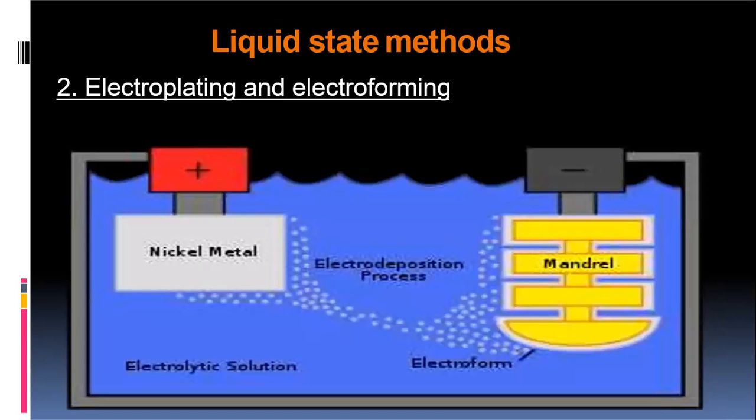And next one is the electroplating and electroforming process. Here we can see that we used the nickel metal and a mandrel, which electroforms through the electrodeposition process through the electrolytic solution.